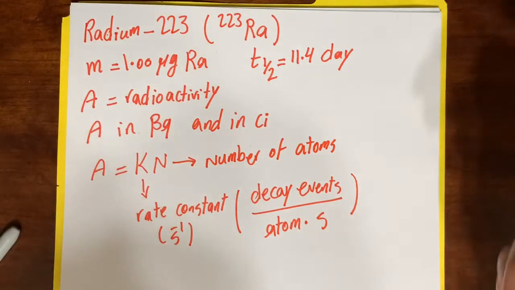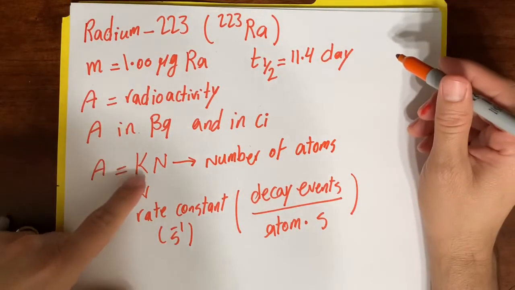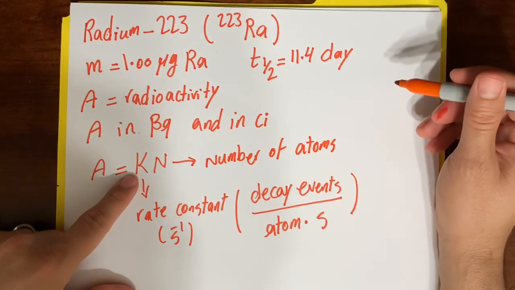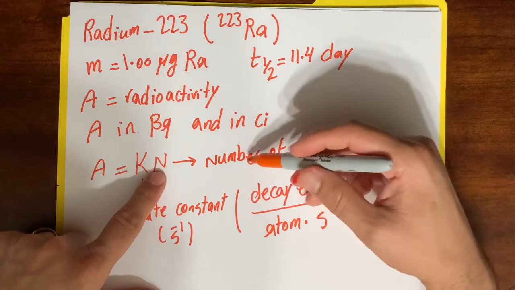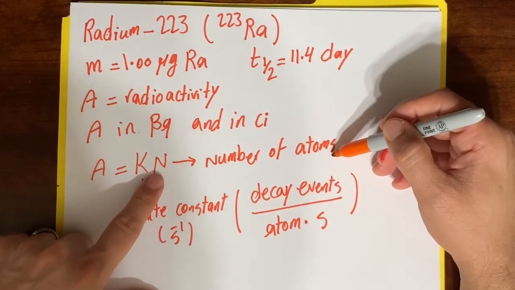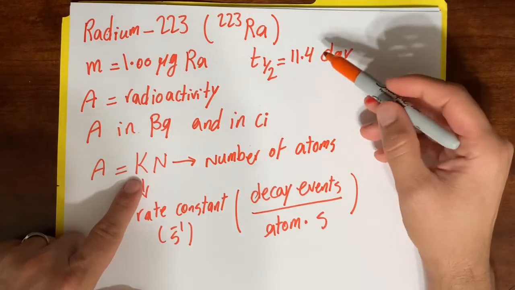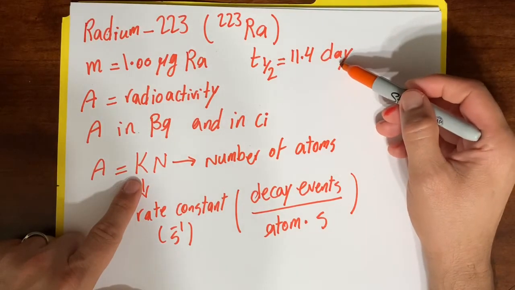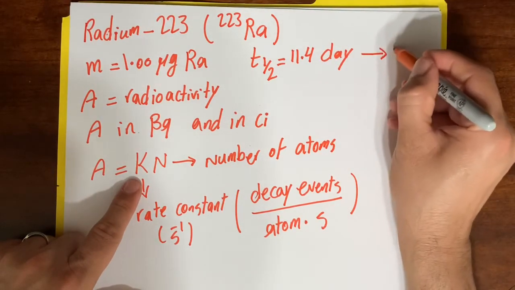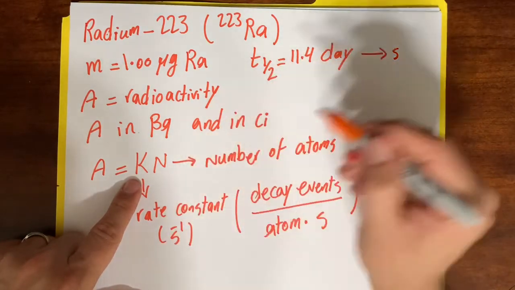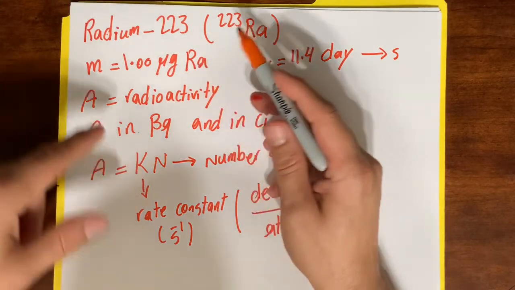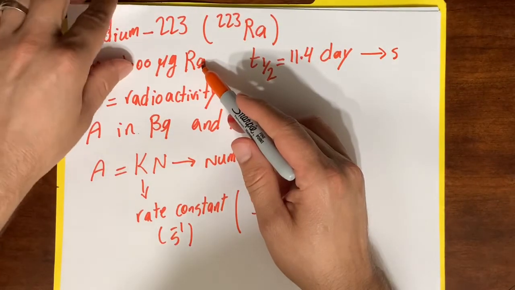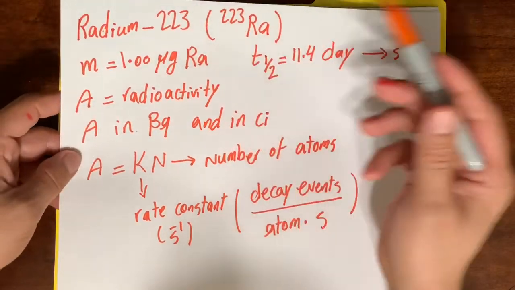So look at what we need. We need to find K, and K must be in seconds. Next, we need to know N, and N must be the number of atoms. Right now we have the half-life in days, so we have to convert days to seconds. Next, we have mass in micrograms. We need to convert it to moles, and moles to number of atoms. So let's go with this.